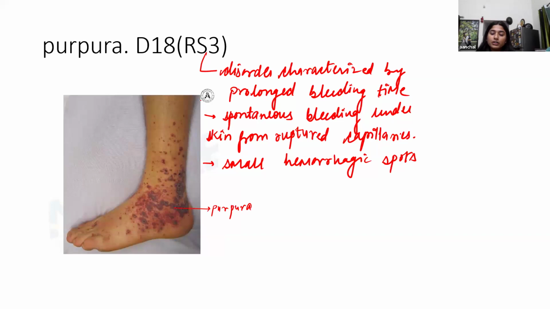Now we're going to discuss the types and causes of purpura. Purpura is classified into 3 types depending upon the causes. First we have thrombocytopenic purpura.